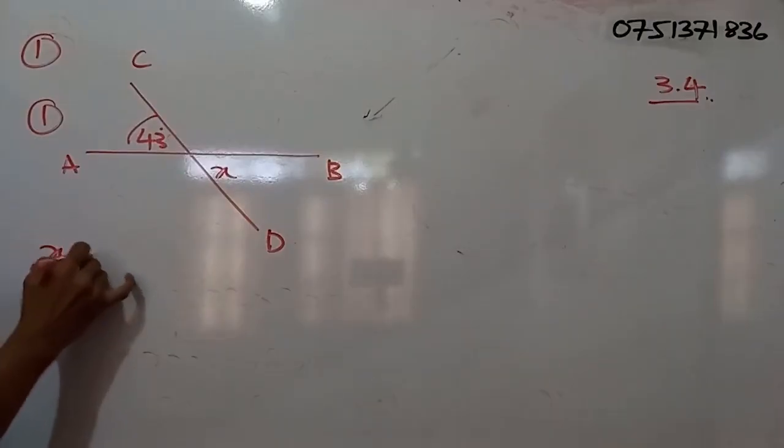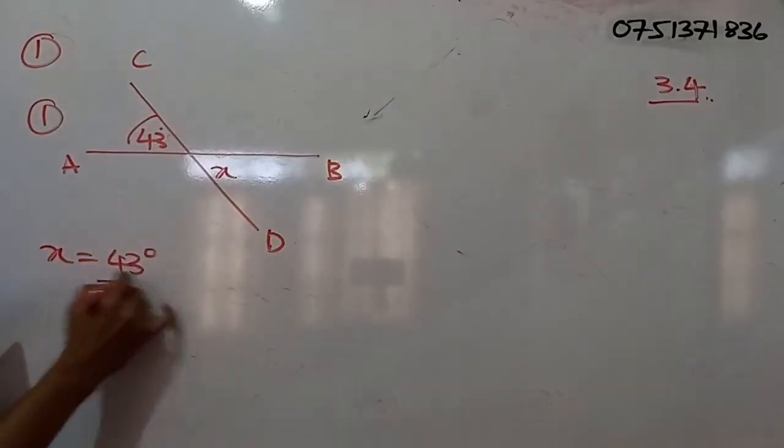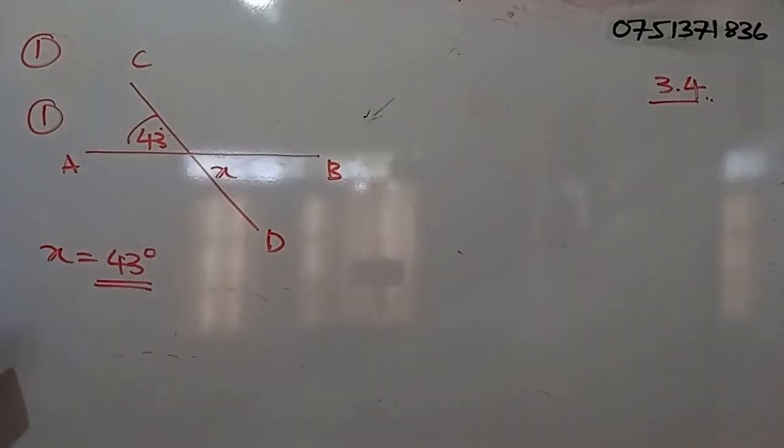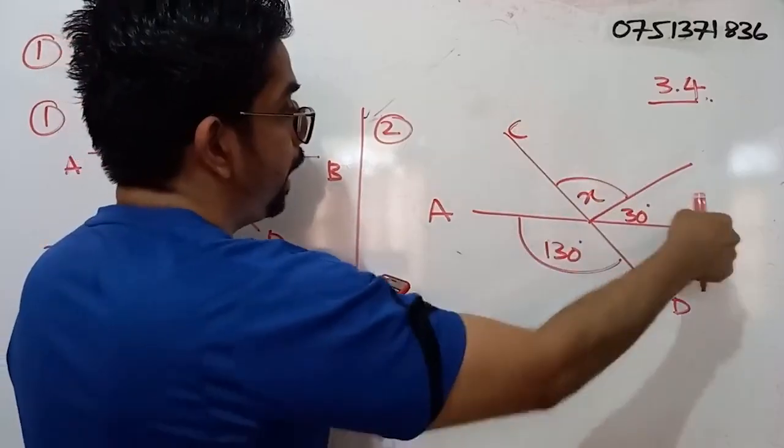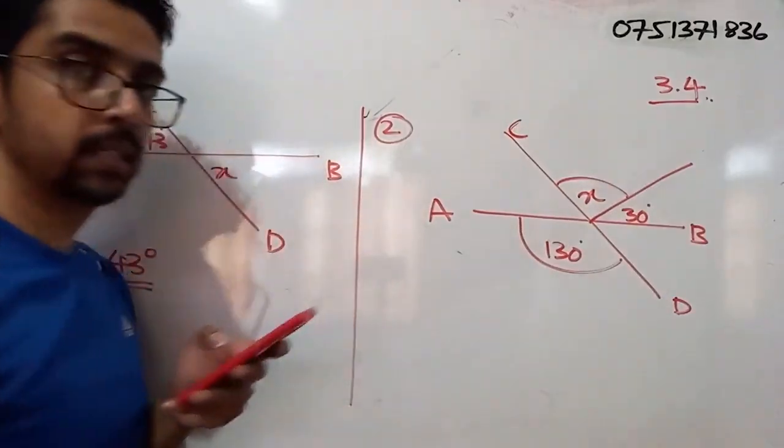So x is what? 43 degrees, huh? Vertically opposite angles. Right. Then part 2. This angle and this angle, those are what?